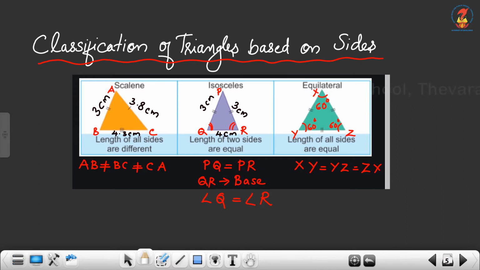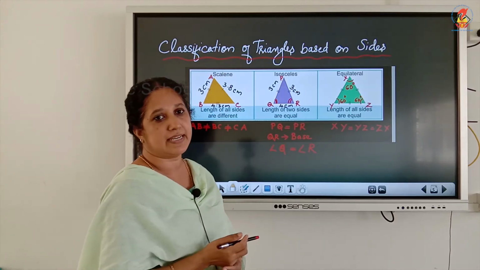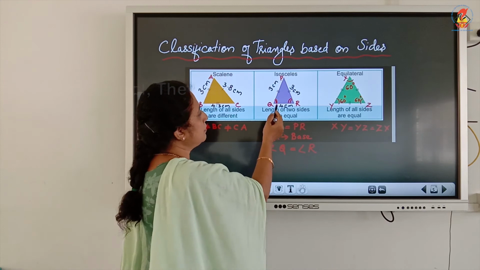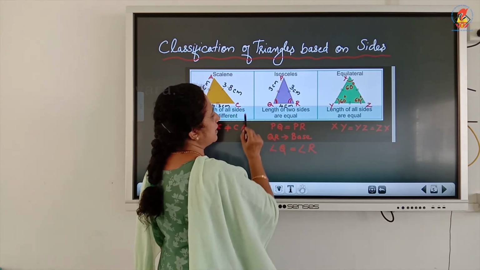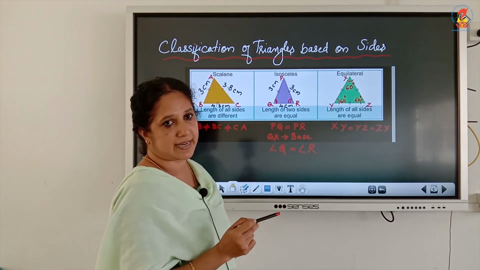Now the second one, isosceles triangle. Isosceles triangle means the lengths of two sides are equal. Any two sides you can consider. And if the lengths of two sides are equal, we can call it an isosceles triangle.